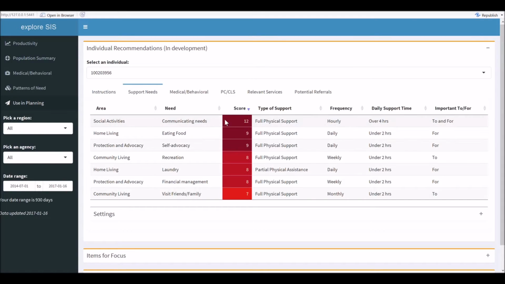So what else is shown here? We're pulling out just the area of need and the name of the need. This is really just shorthand of the question that a person responded to. And here we're also sorting in the order of the intensity of that need. And like we said before, what causes the score on a given question to be higher or lower is a combination of these three things. Of course, I don't think everybody intuitively knows what a 12 or a 9 is and what that means, so we include here just spelling it out. So the type of support would be full physical support, hourly, for over 4 hours per day for this, etc. And then you can just go down the line and look at the intensity of the support need for each of these needs that were identified as important to or for the person.